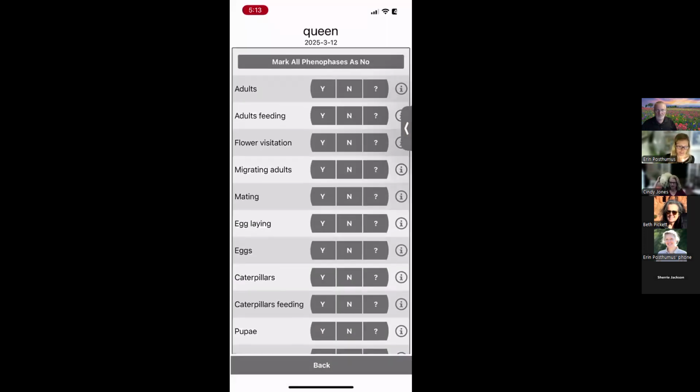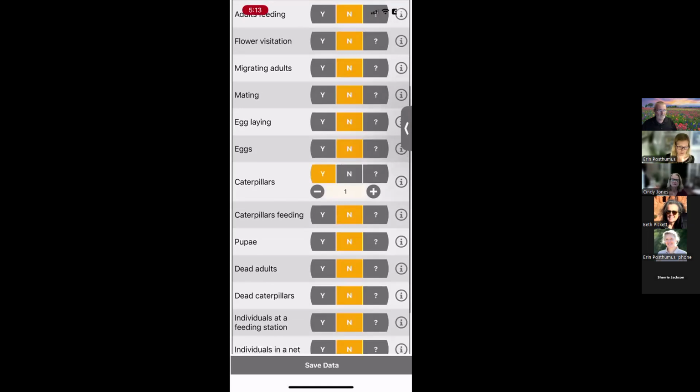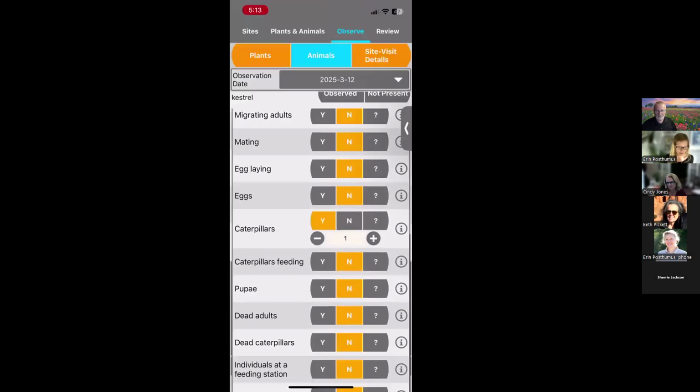Oh, we can put the queen in though, because we did see a caterpillar today, which is very exciting. One caterpillar. It wasn't feeding, it was just kind of there at the bottom. So I don't know what it was doing. So I'm going to save that.